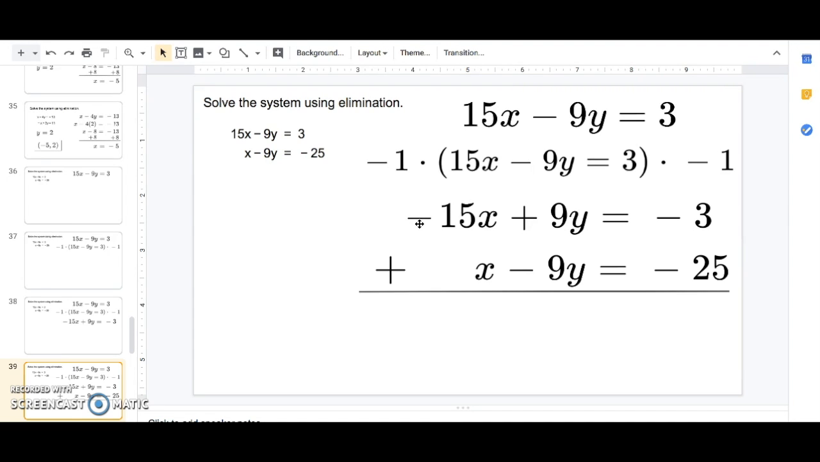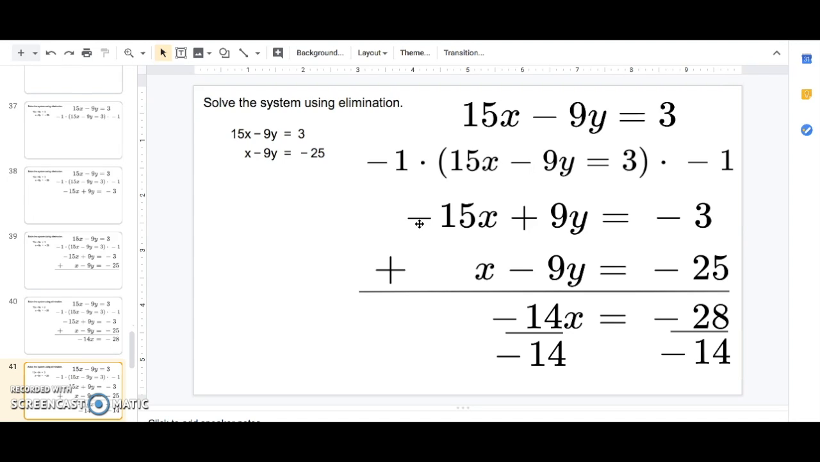And now I can add that to the bottom equation, which is x minus 9y equals negative 25. Negative 15x plus x is negative 14x, and negative 3 plus negative 25 is negative 28. Divide both sides by negative 14 to solve for x, and x is going to equal 2.